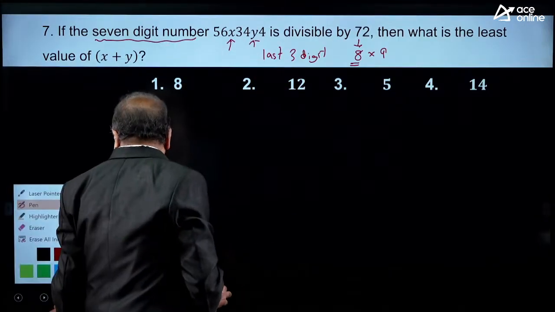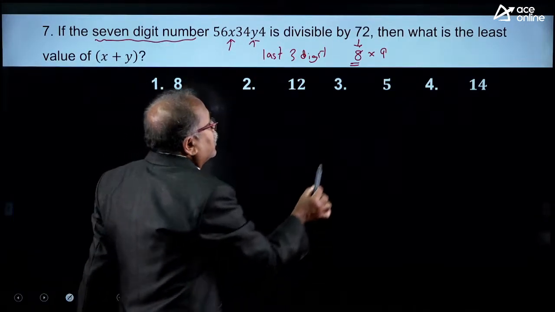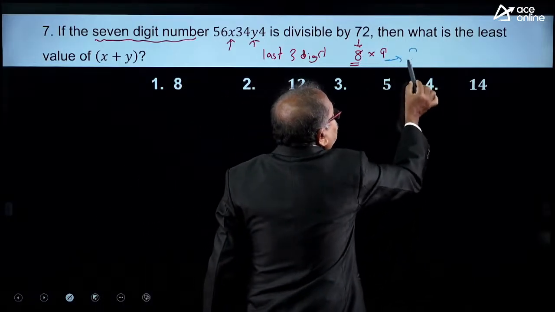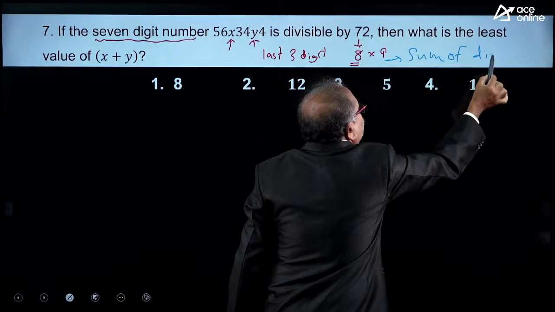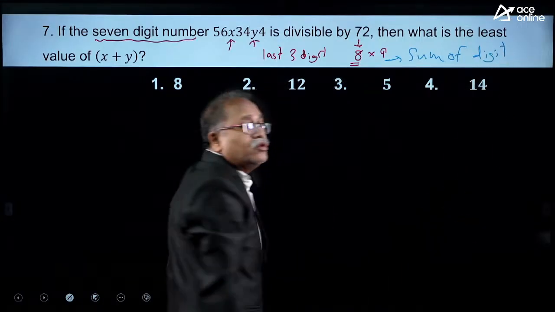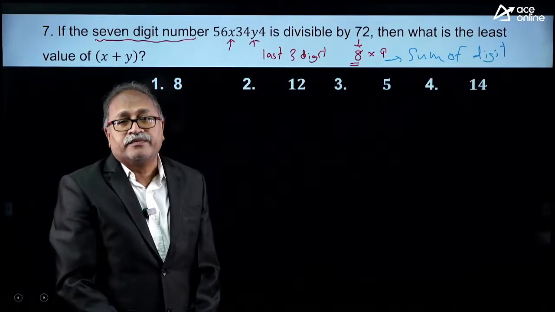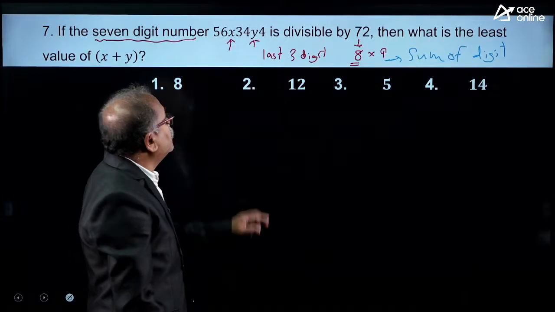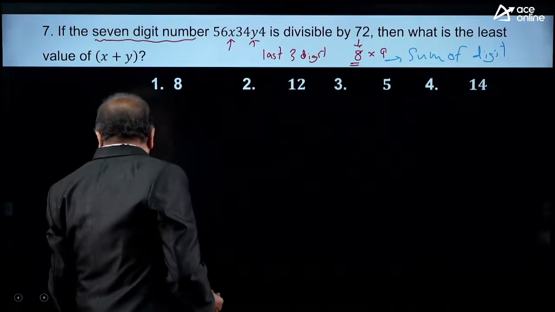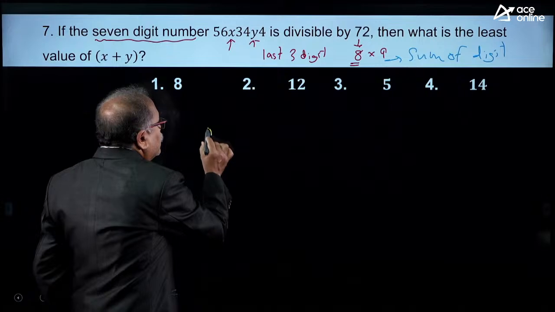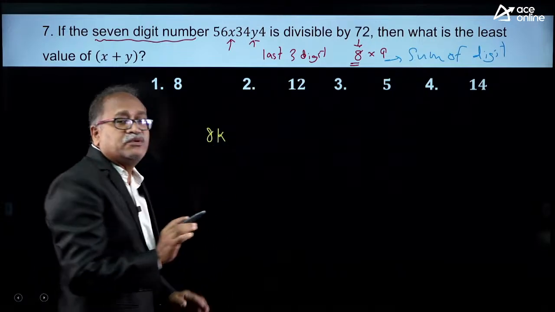And what is the divisibility rule of 9? If the sum of the digits is divisible by 9, the whole number is divisible by 9. Now let's verify this 8 divisibility rule. That means I am writing this as 8k, the number which is divisible by 8.